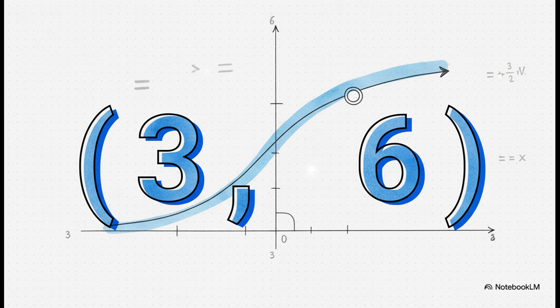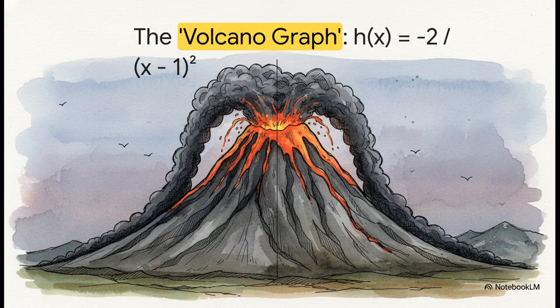So y equals 3 plus 3, which is 6. And there it is. The hole in our graph is at the exact point (3, 6). Okay, deep breaths. Time for the advanced level, level 3.